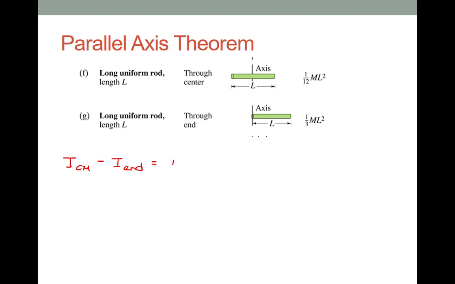That is going to be 1/12 mL squared minus 1/3 mL squared, which is mL squared times 1/12 minus 4/12, or that works out to be negative 3/12 mL squared.